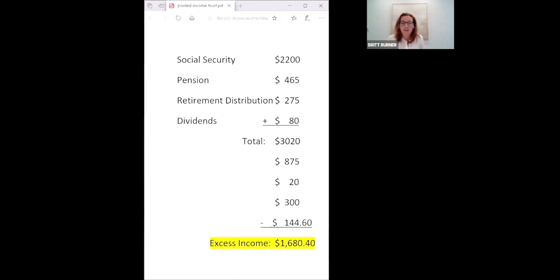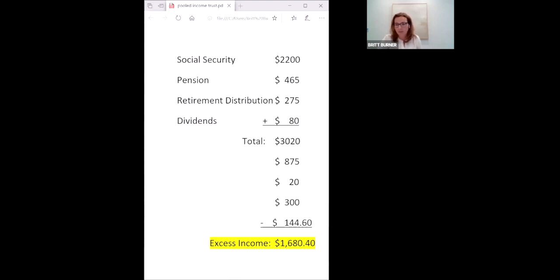Now, a lot of people don't realize what that $144.60 is, because what they're seeing is their $2,200 Social Security is decreased by $144.60 per month, and then the balance is what is actually going into their bank account because it's taken out right off the top. So in the end, this person's excess income, according to Medicaid, is $1,680.40.